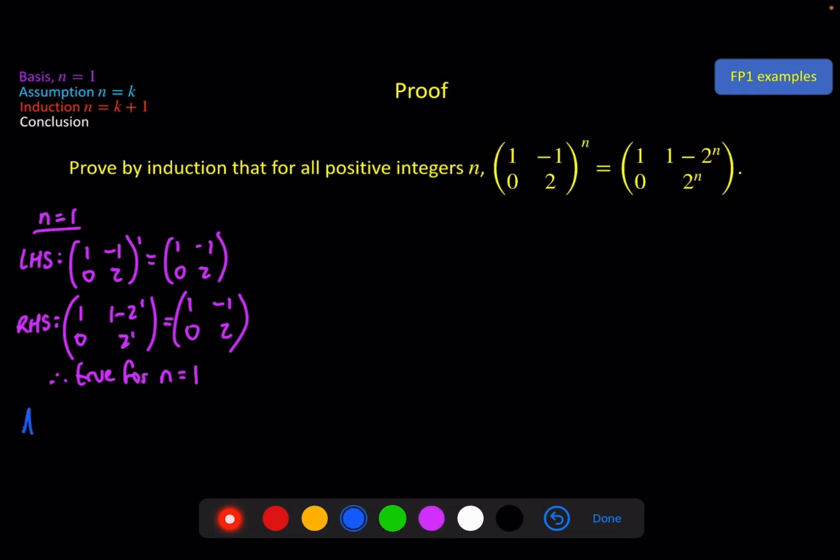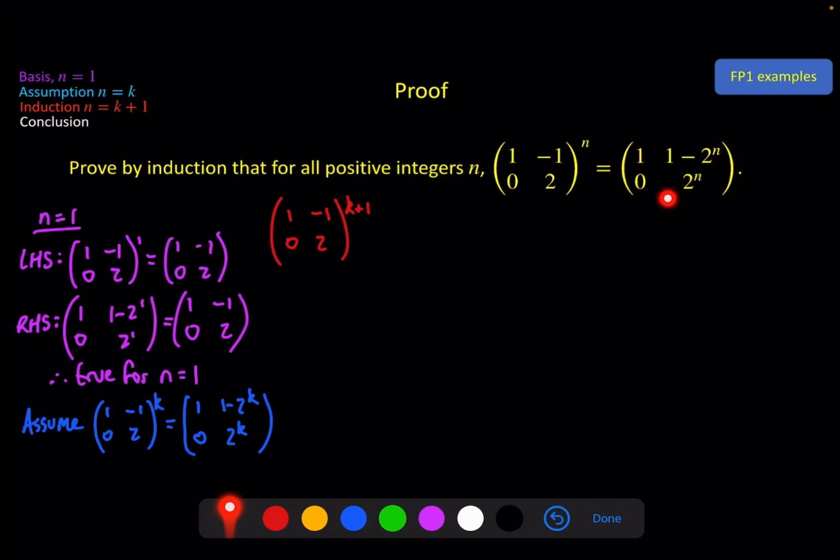Then we assume it's true for n is equal to k, 1 minus 1, 0, 2 to the k is equal to 1, 1 minus 2 to the k, 0 and 2 to the k. Then we take it for n is equal to k plus 1. And hopefully we can show this result here where n equals k plus 1.